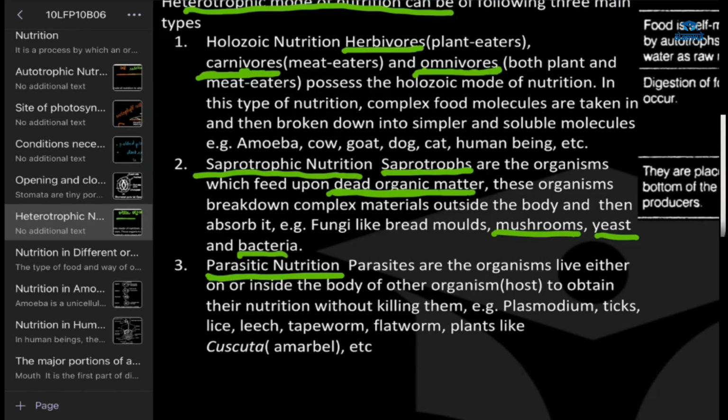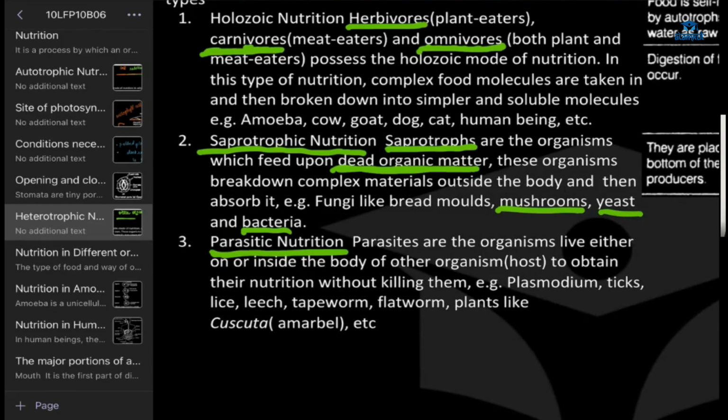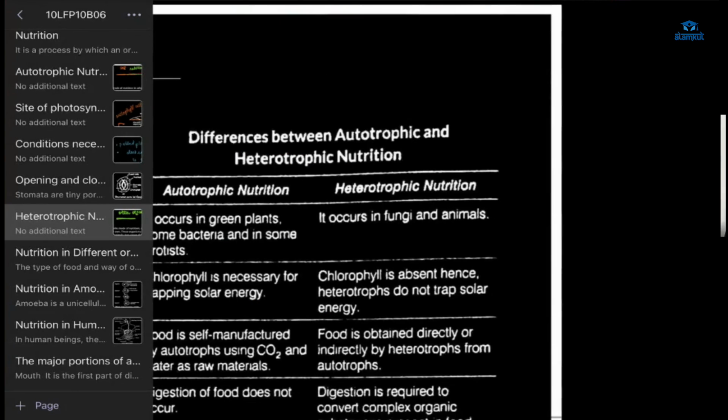Okay, the next is parasitic. Here the organisms get inside the body of other organisms, which are called hosts. They live there and absorb nutrition from the host, the other organism, without killing them. So what are those? Tapeworm, lice, leech, plasmodium. Understood?